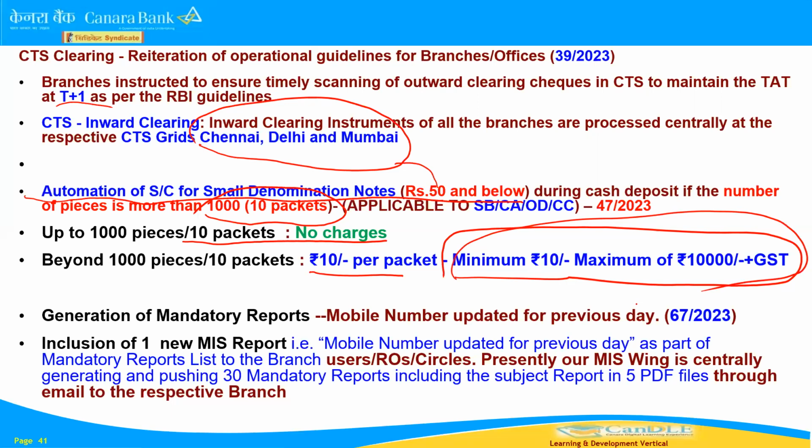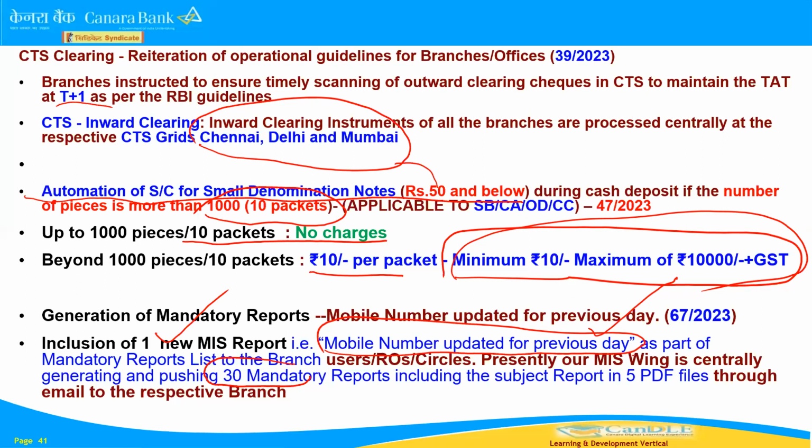Mandatory reports. Everybody knows the bank is issuing mandatory reports through email. Now the total mandatory reports became 30. The recent new mandatory report added is mobile number updated for previous day. Why did this come? Fraud prevention, I can say. Some people are changing the mobile number and using a customer's internet banking facility by getting the OTP and all. So that is the reason the manager should know what mobile numbers were changed the previous day. So he should be alert. That is the reason this report is also coming to you on a daily basis.